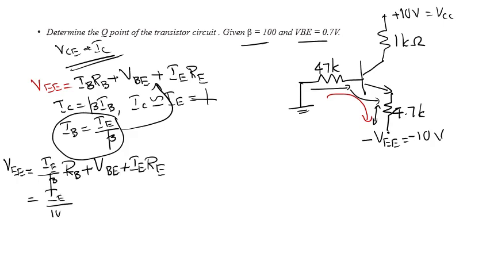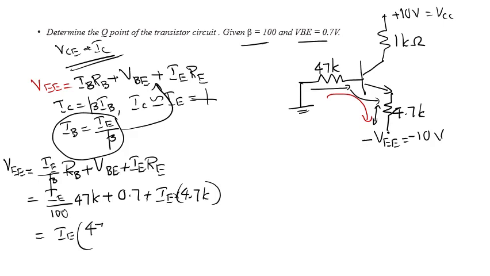Now the values are beta is equal to 100, and RB is equal to 47K, plus 0.7, plus IE into 4.7K. So this is equal to IE, you will take common, 47K by 100 plus 4.7K, plus 0.7. So VEE is equal to 10 volt.